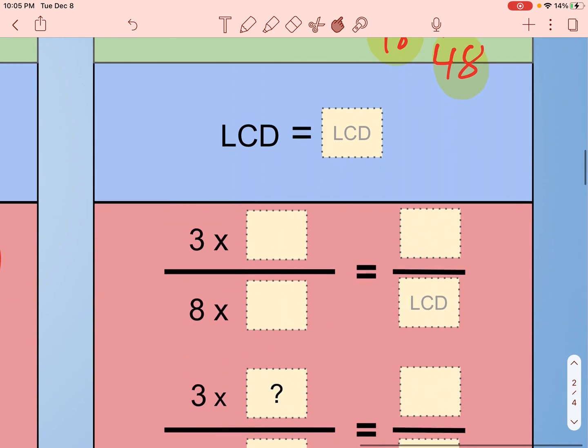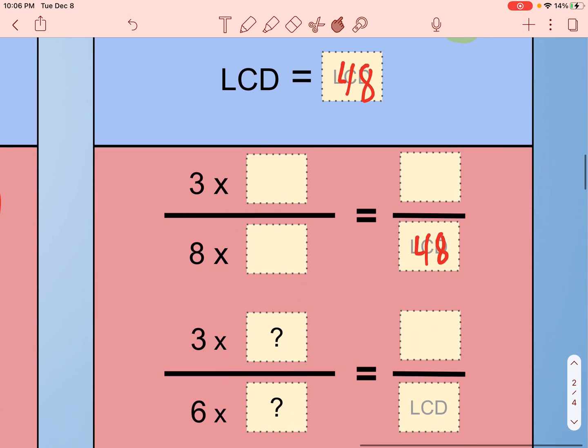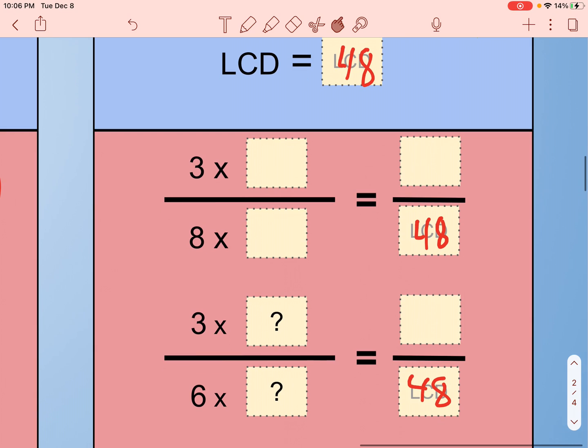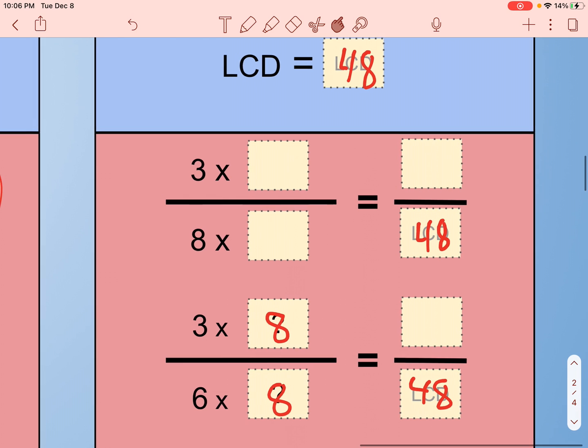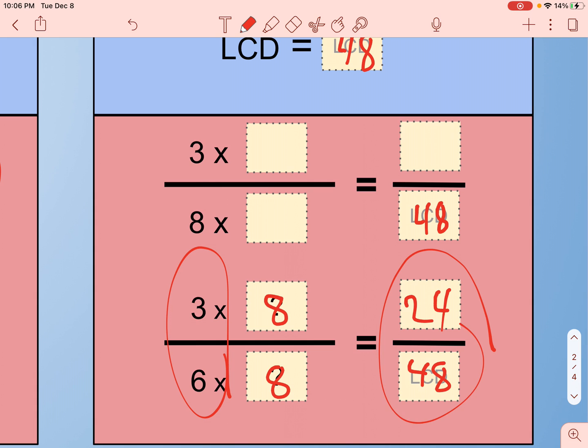What am I going to do with that 48? I'm going to use that number. 48 here, 48 here, and 48 here. And then I ask a few questions. 6 times what equals 48? 6 times 8 equals 48. Whatever I do to the bottom, I need to do to the top. 3 times 8 equals 24. 3/6 is equal to 24/48.